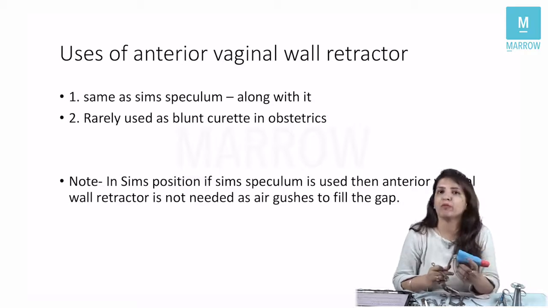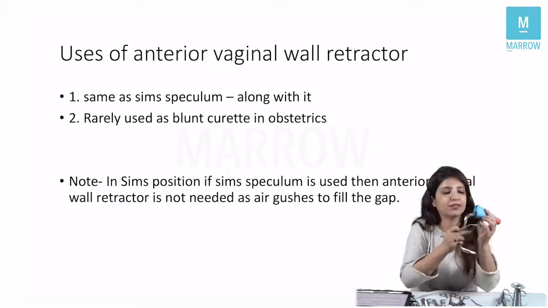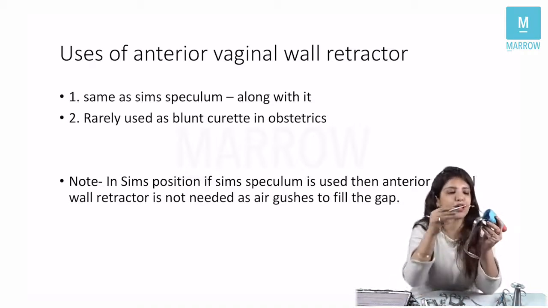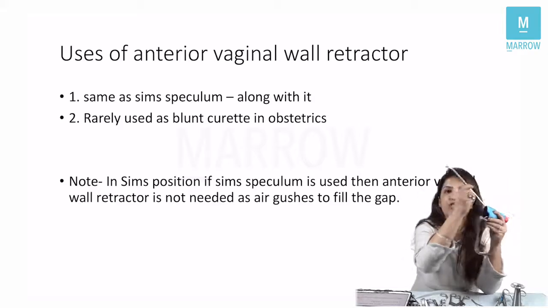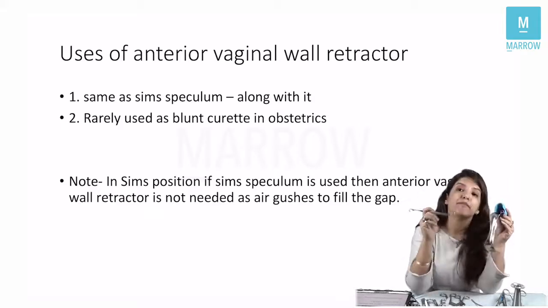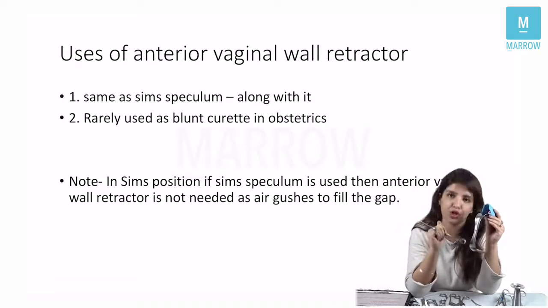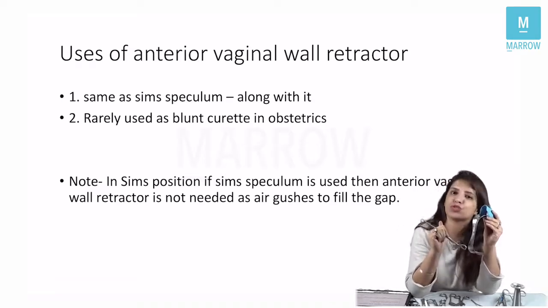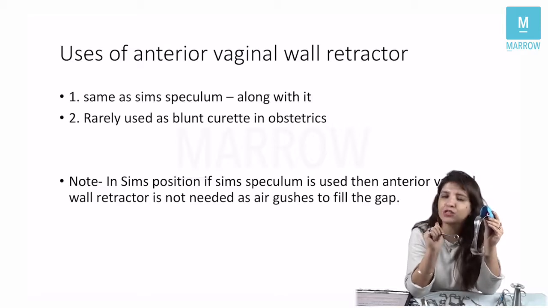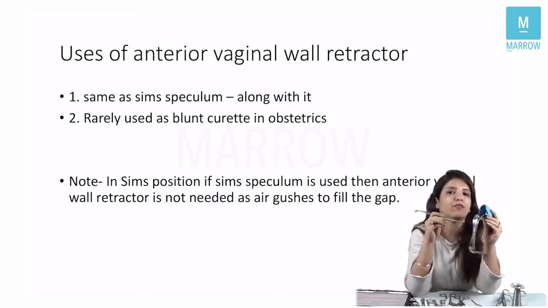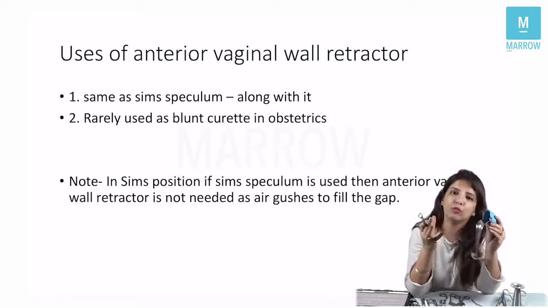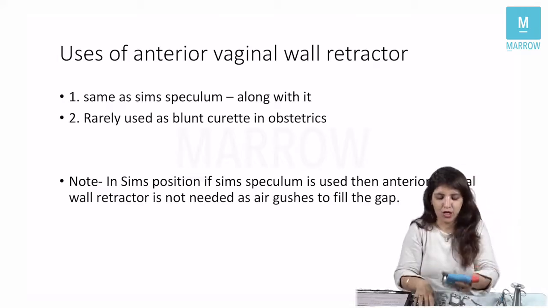One thing which you have to remember is normally a Sims speculum is used in conjunction with the anterior vaginal wall retractor, but if you are using Sims speculum in Sims position, and I'll tell you what Sims position is just now, in that case, you don't need an AV retractor. Why? Because in that case, air will come in and it will open the walls of the vagina, right?